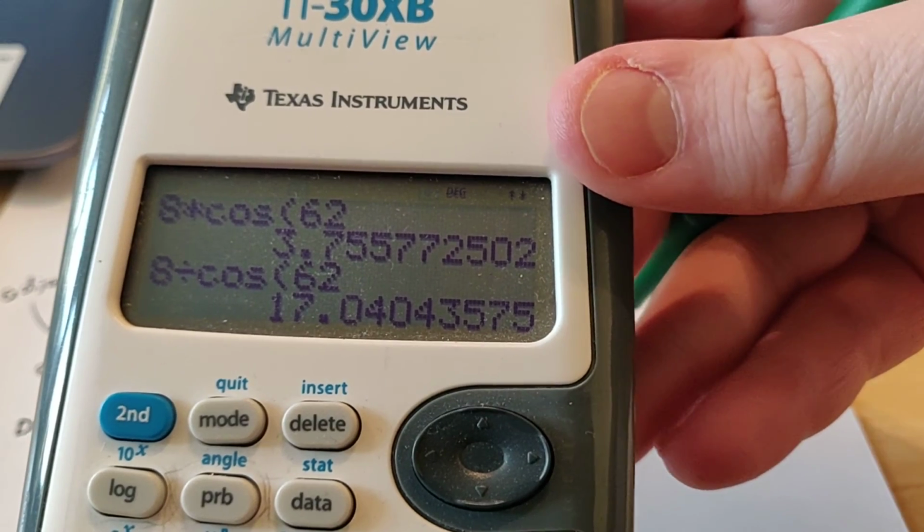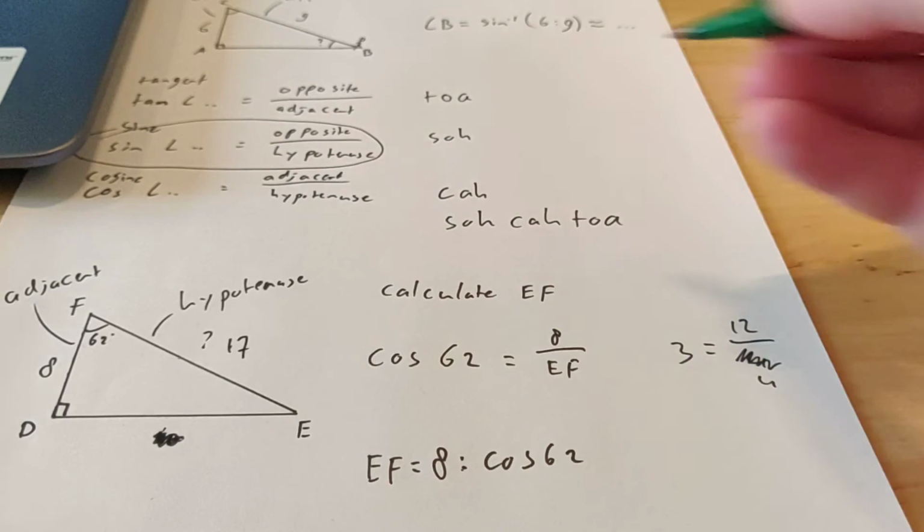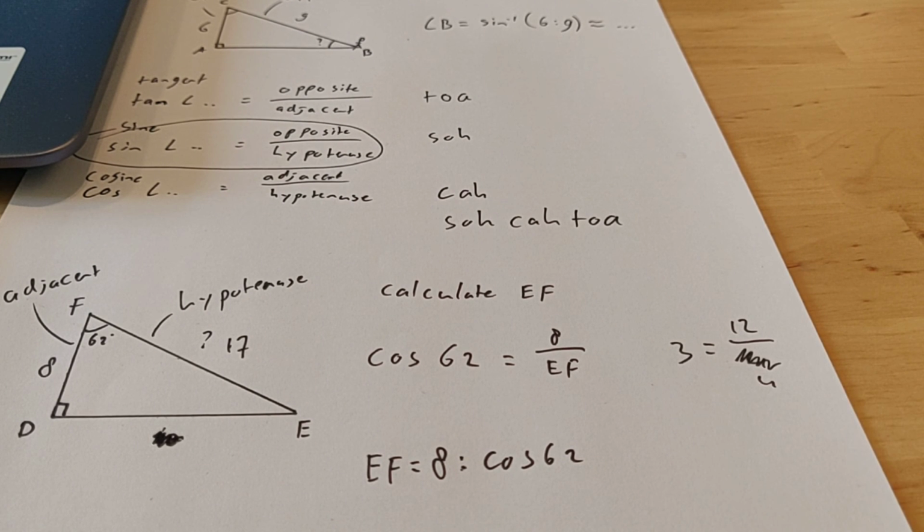And then it says 17, and this could be 17, right? That makes sense. If this is 8, then this could be 17. So this is how this works. Hopefully it made sense to everyone watching.